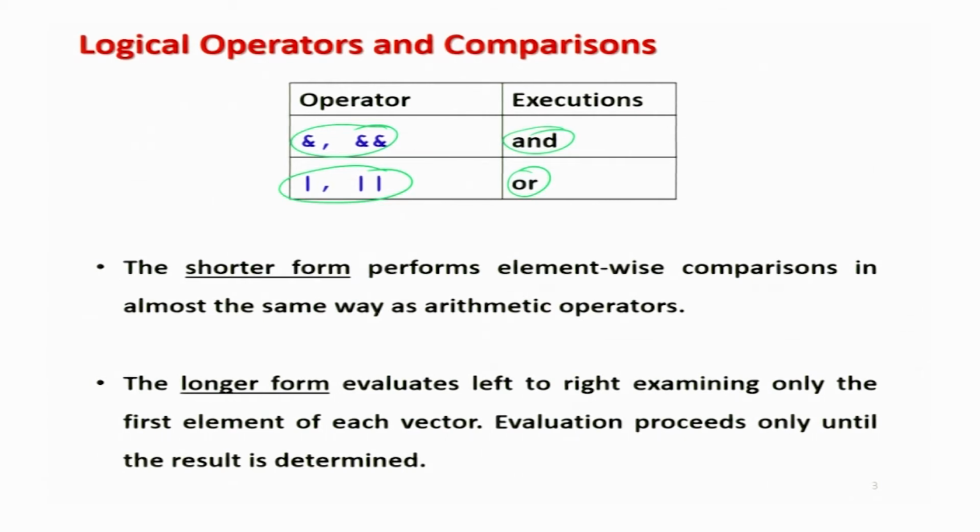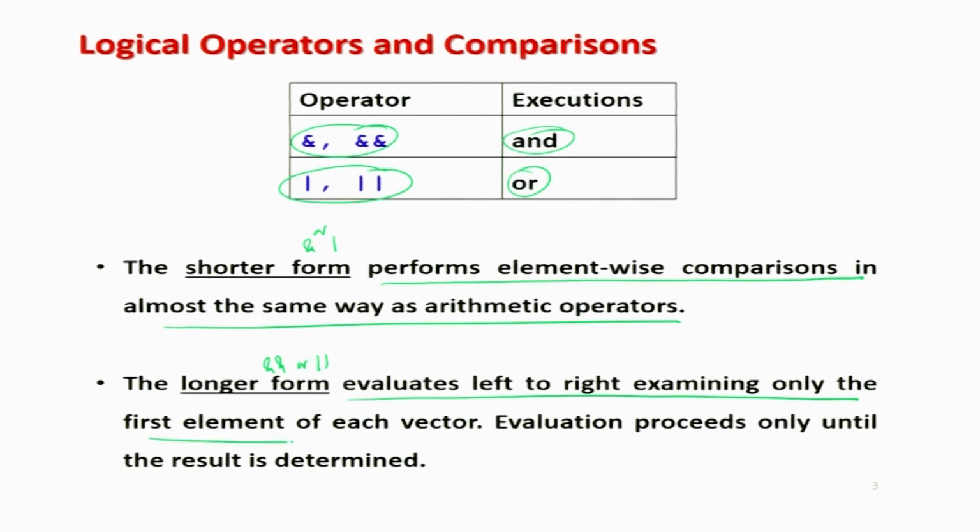At this moment I will simply try to make the statement, and later on toward the end of this lecture I will try to show you with some examples, then these statements will become clear. So, this shorter form, that means you are using only one symbol, this or this, performs the element-wise comparison in almost the same way as arithmetic operators, whereas the longer form, that means two symbols like this or this, they evaluate left to right examining only the first element of each vector, and evaluation proceeds only until the result is determined.